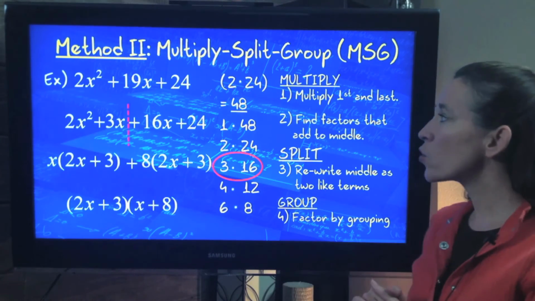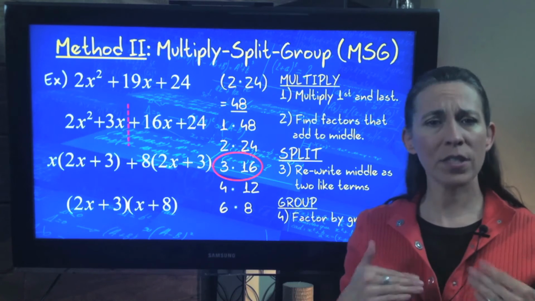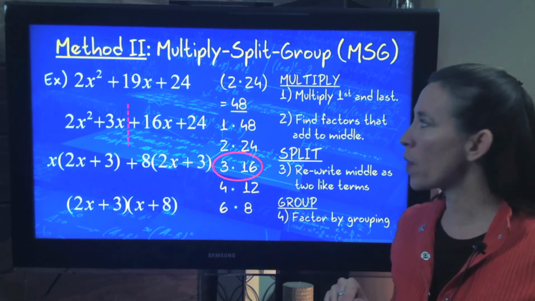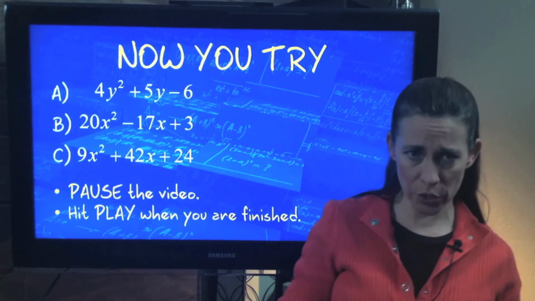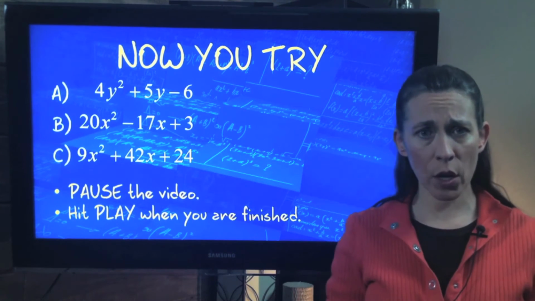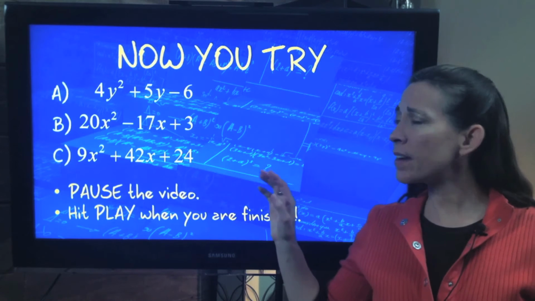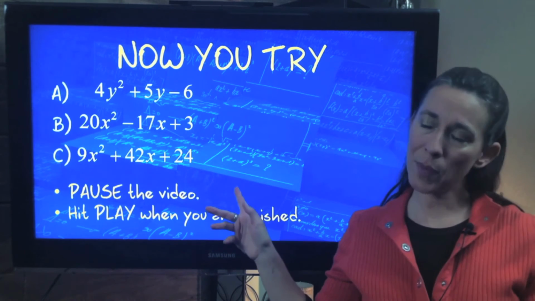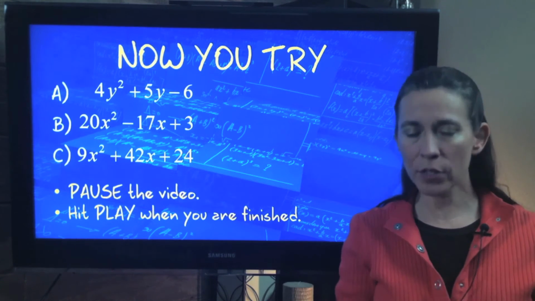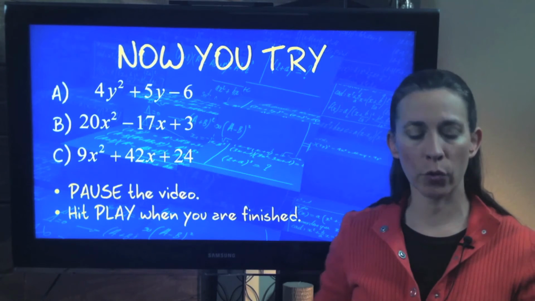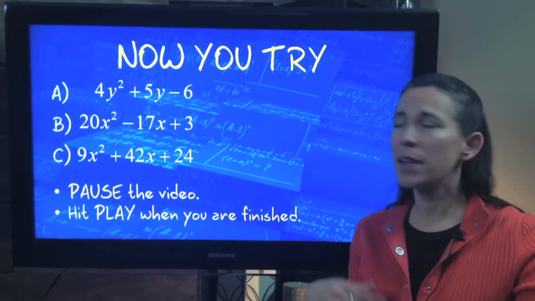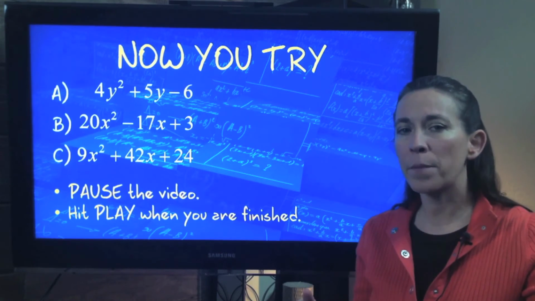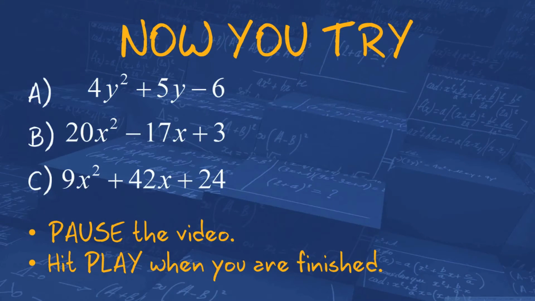Yay! So trial and error is awesome and it's fast, but sometimes when you get stuck, it's nice to have this method in your back pocket as well. So here are 3 that I want you guys to try. Go ahead and pause the video when you're ready. And if you've got the time and the space, try both methods. Try the trial and error and try the multiply, split, and group. They're both valid methods. Sometimes the trial and error is faster, but it's nice to have both in your back pocket. So try them out, and when you're done, ready to see how you did, go ahead and hit play.